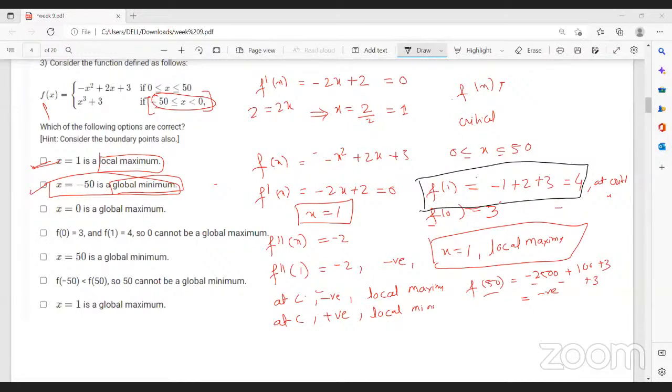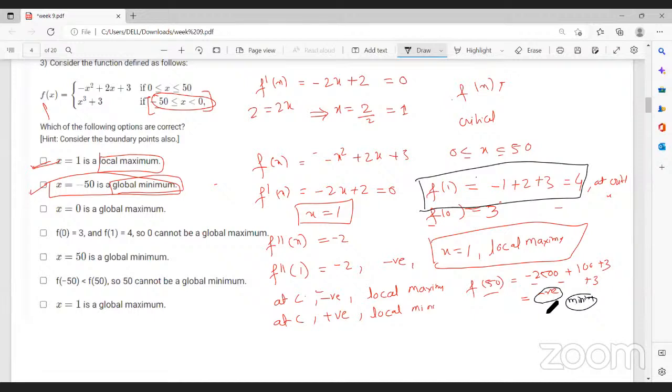No, I'm not talking about the second option, sir. It's a global minimum because the value is very low, like 2,300. F of minus 50, sir. We are getting an answer of minus 2,300 and change, right? Yeah, this is a negative value. So it will be a global minimum, right, sir? No, we cannot say that.